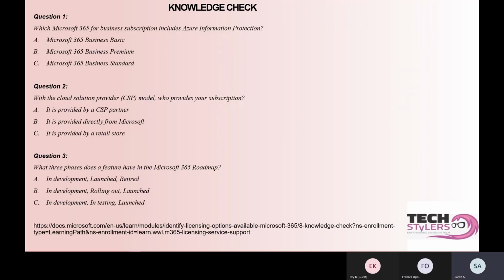Okay. Seems you're the only one that answered for number 1. You are correct. The answer is business premium. Because basic doesn't have that extra advanced stuff. Standard doesn't have it. It's only business premium that is the highest. It's the one that has the advanced threat protection and the Azure AIP as well.